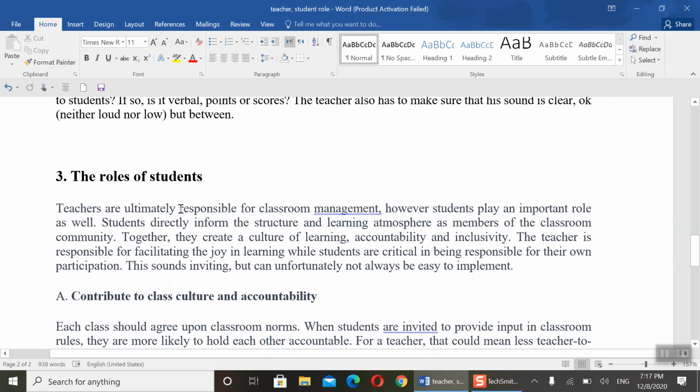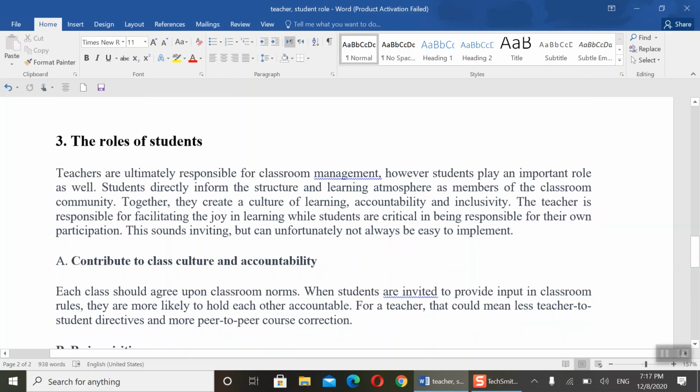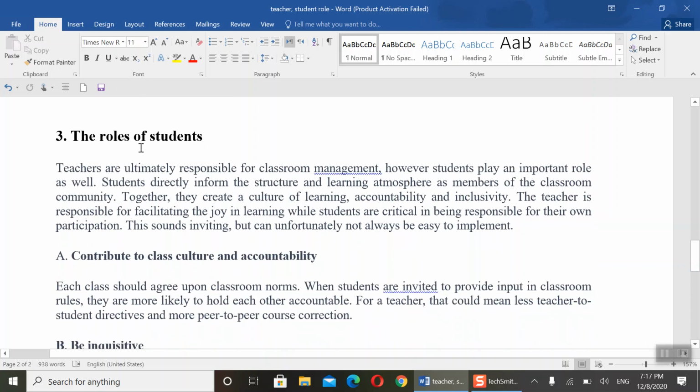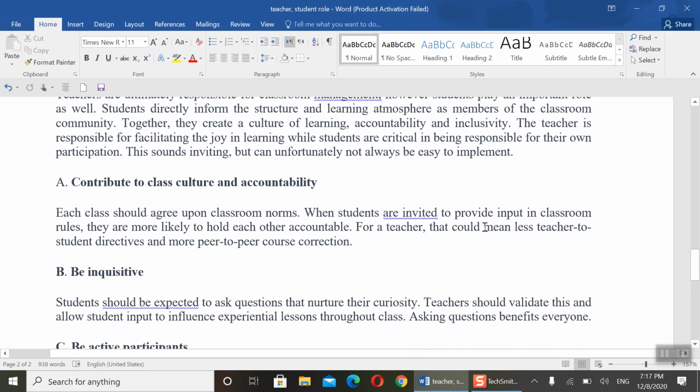Here we have the roles of students. I would just talk about the first, the roles of students, because it takes a lot. Contribute to class culture and accountability. Okay, you have to read it. When students are invited to provide input in the classroom, they are more likely to hold each other accountable. See?